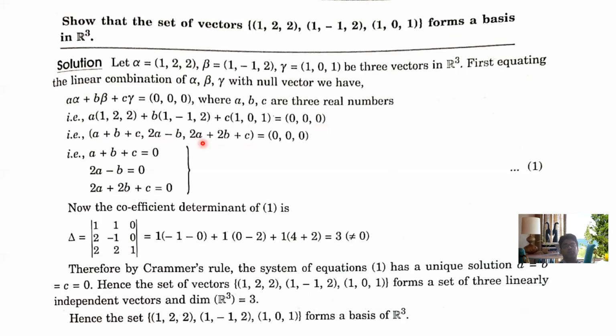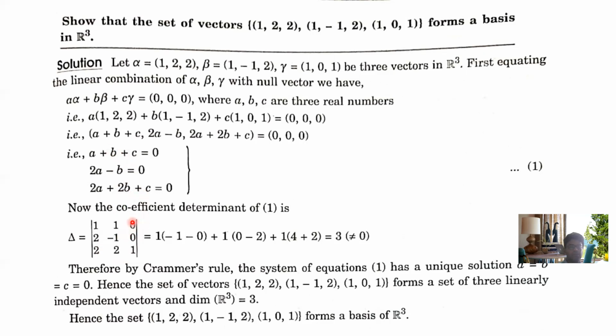Comparing the positions, we get A plus B plus C equal to 0, 2A minus B equal to 0, and 2A plus 2B plus C equal to 0. So there are three equations and three variables, A, B, C. In the same way, now the coefficients of the equations form a determinant. The A coefficient is 1 2 2. What is the B coefficient? 1 minus 1 2. What is the C coefficient? That is 1 0 1.